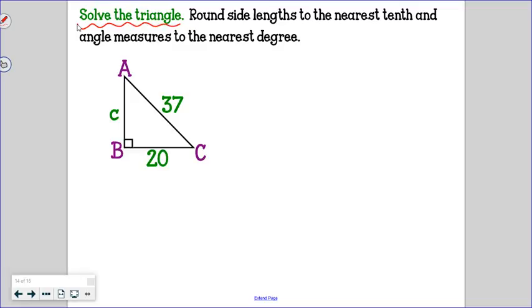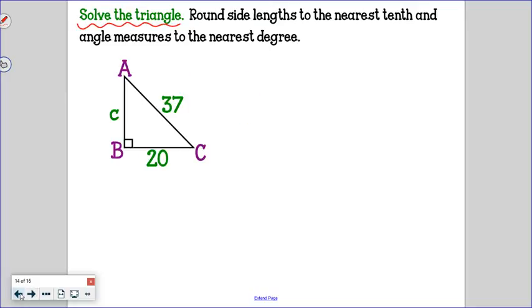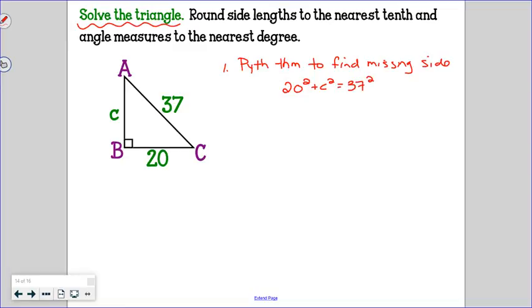One of the ways that that can be done is giving you a right angle and 2 sides. Okay, the other way is a right angle, 1 angle, 1 side. That's the only 2 ways this can happen. So let's go back to this one. If this is how it starts, the very first thing I would do is Pythagorean theorem to find my missing side. Notice we are still under the heading of round to the nearest tenth for a side, nearest degree for an angle. So I go to my nearest tenth on that.